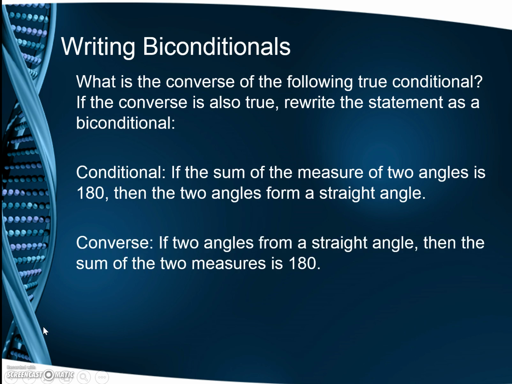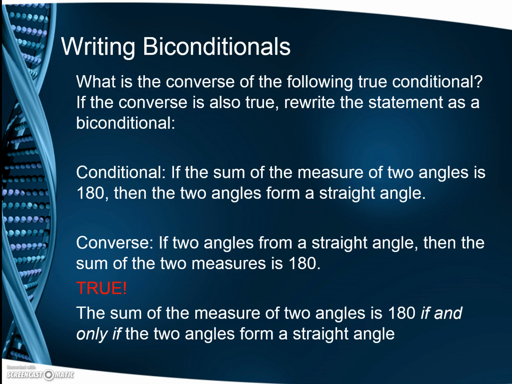If we were to do the converse of that, if two angles form a straight angle, then the sum of the two measures is 180. So what we can see from this is we have ourselves two true statements. So what we're going to do is combine these two things together, get rid of that if in the beginning and the then in the middle, and switch it to the sum of the measures of two angles is 180 if and only if the two angles form a straight line. So this is the new piece here, if and only if the two angles form a straight line.